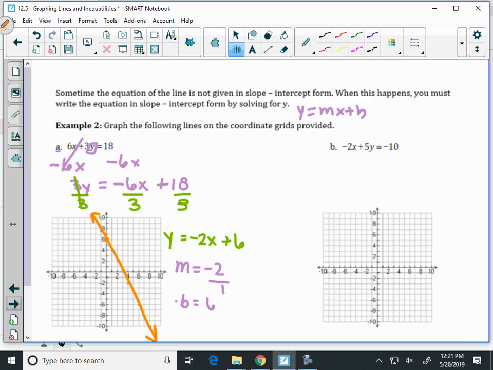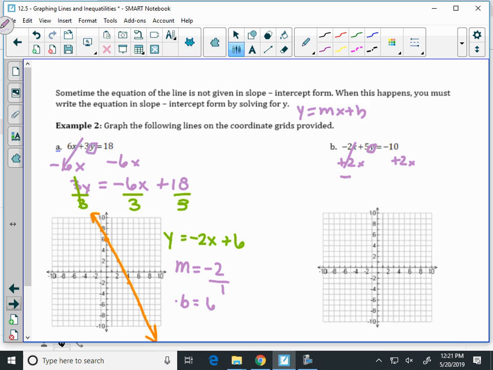If we take a look at B, same thing. We want to get y by itself. What do we have to move over first to get y by itself? The 5 or the x? Yeah, how are we going to move that 2x over? Add it. What's the -2x? I'm going to add it to both sides.